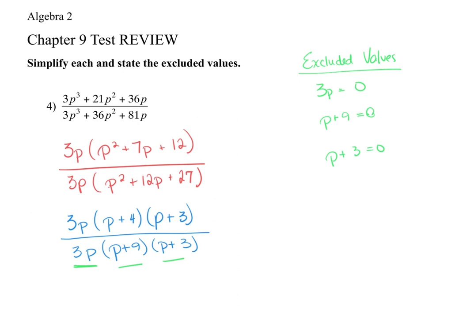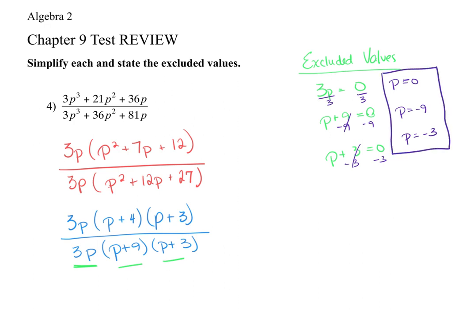Based on this first one, if I solve for p, divide both sides by 3, that's going to leave p equals 0. Here, if I subtract 9, that's going to be p equals -9. And if I subtract 3, that's going to give me p equals -3. These are my excluded values. Okay, those are my excluded values.